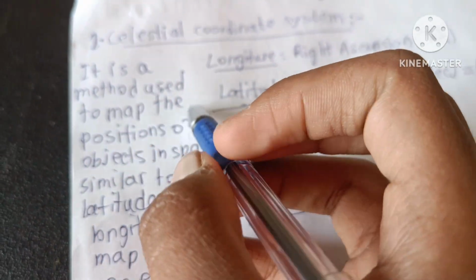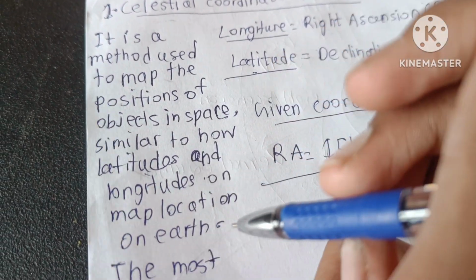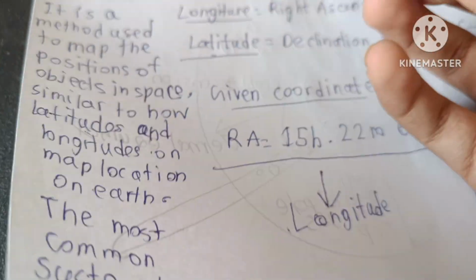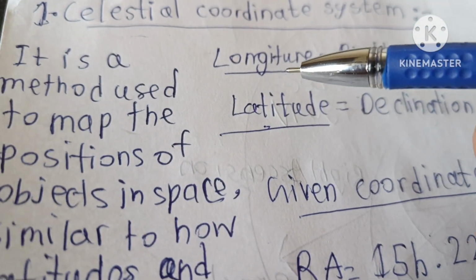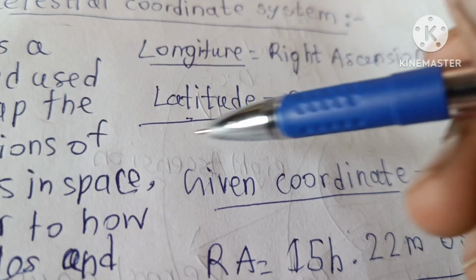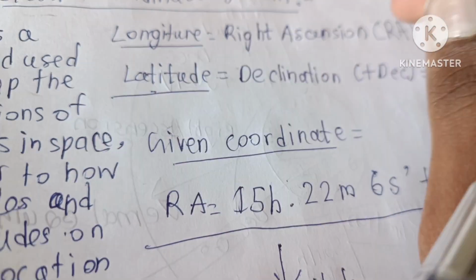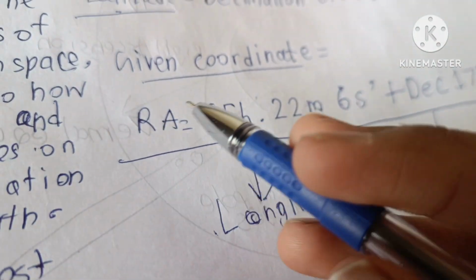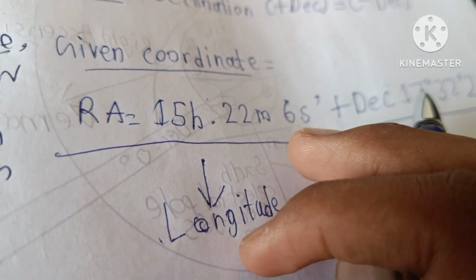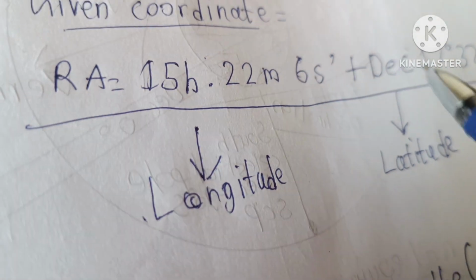It is a method used to map the positions of objects in space. Similar to how latitudes and longitudes map locations on Earth, the most common system is the equatorial coordinate system. So same as Earth, in space we use the equatorial coordinate system. Here the longitude is right ascension, RA, and latitudes are declination, positive declination and negative declination. Given coordinate here is RA 15 hours 22 minutes 6 seconds, declination positive 17 degrees 32 minutes 20 seconds. RA becomes your longitude and declination becomes your latitude.